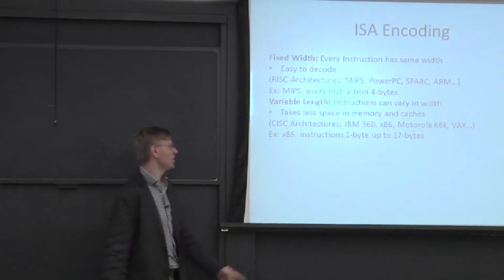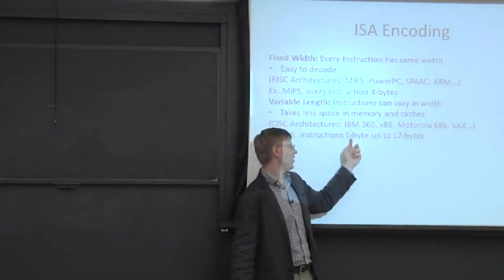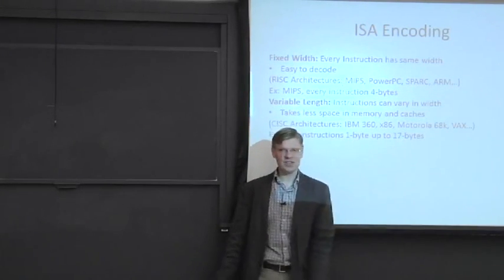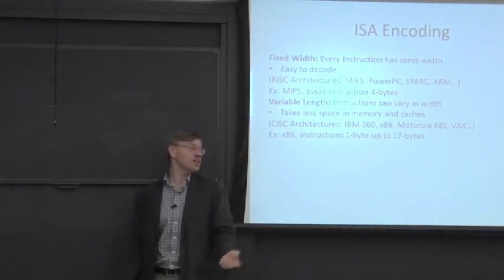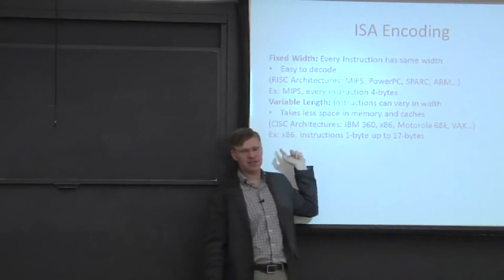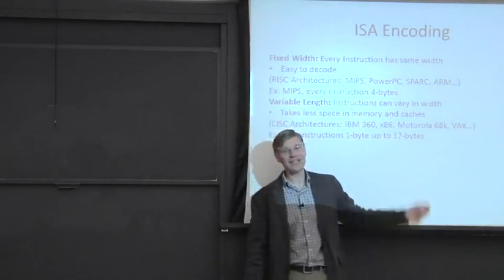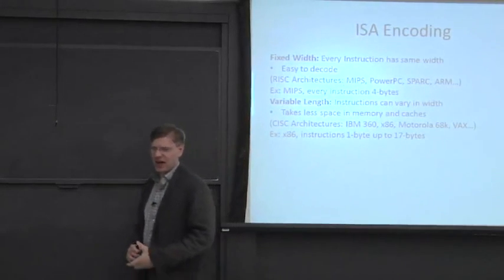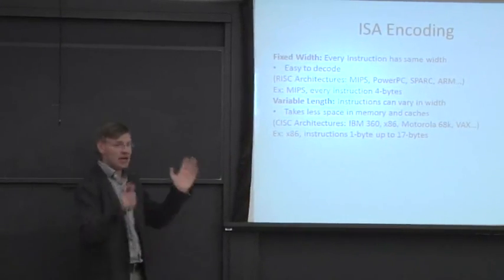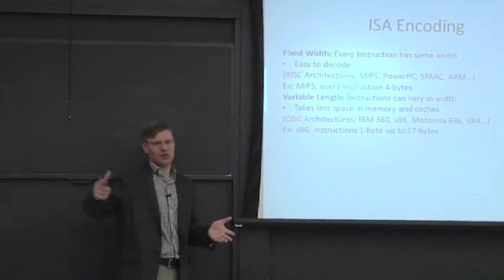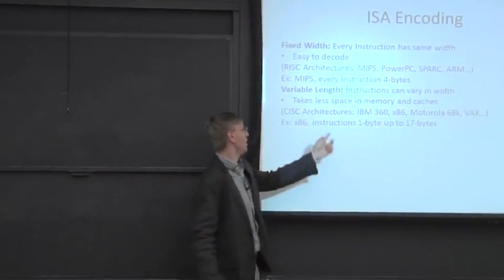So an example here, x86, you can have between 1 and 17 bytes for an instruction. I think this has actually been updated now. If you look at x86-64, it can be between 1 and 18 bytes. And a couple ideas here. It can be anything in between: 1, 2, 3, 4, all the way up to 18.